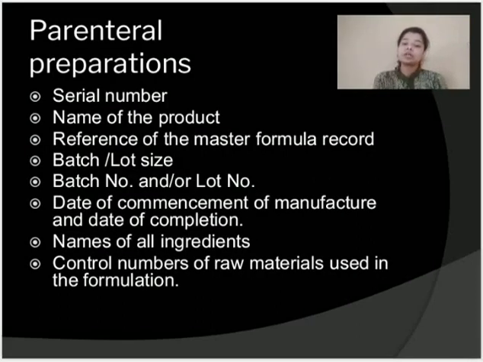Now coming to the particulars which are to be mentioned in the manufacturing record if you are manufacturing parenteral preparations. The points are almost the same with some variations, like the serial number should be mentioned, name of the product, reference of the master formula record should be mentioned, batch size or lot size, batch number and lot number, date of commencement of manufacture and date of completion of manufacture should be mentioned, name of all the ingredients should be mentioned, then control number of all the raw materials which are being used in the formulation should be mentioned.